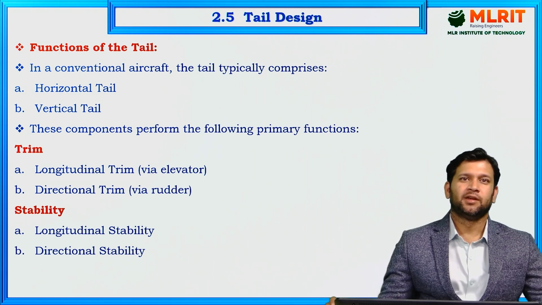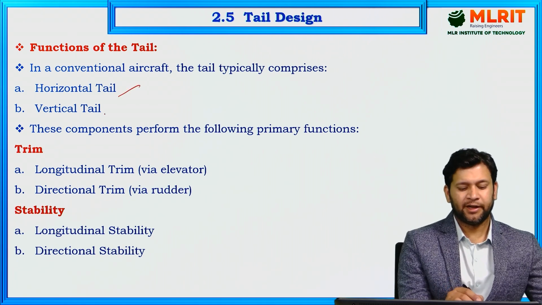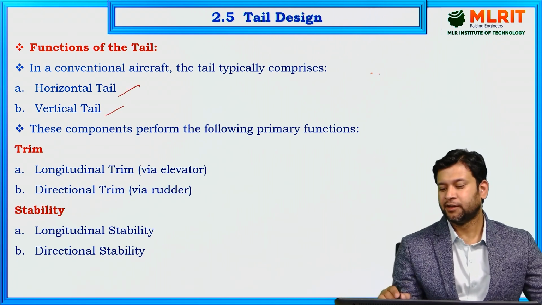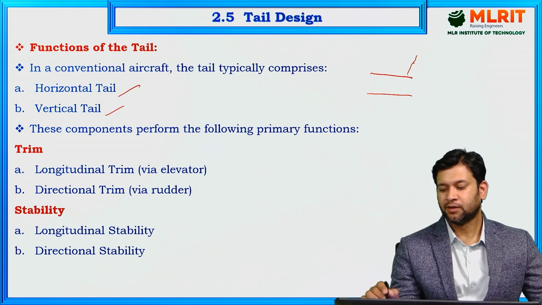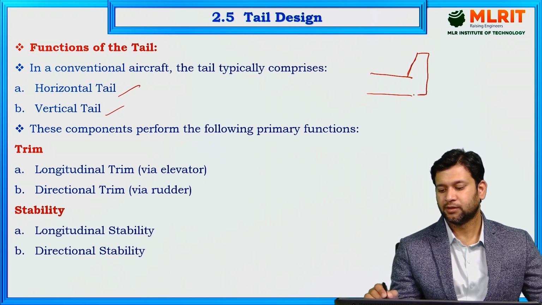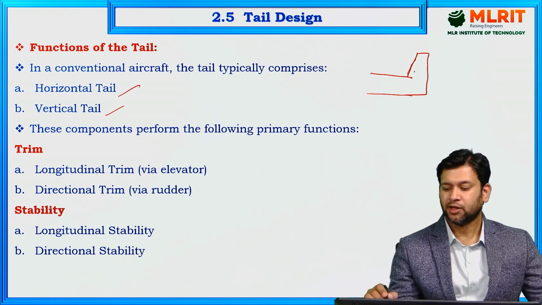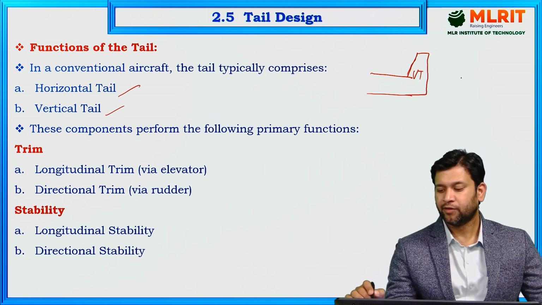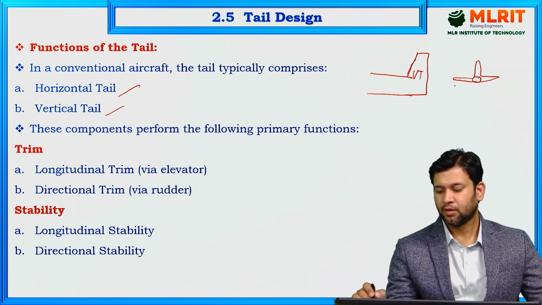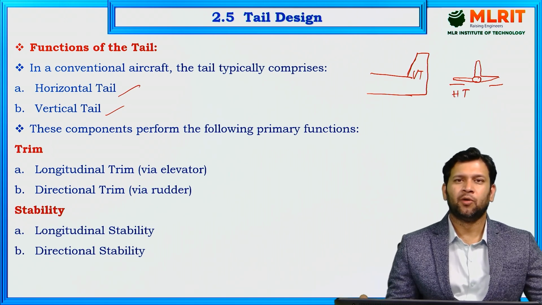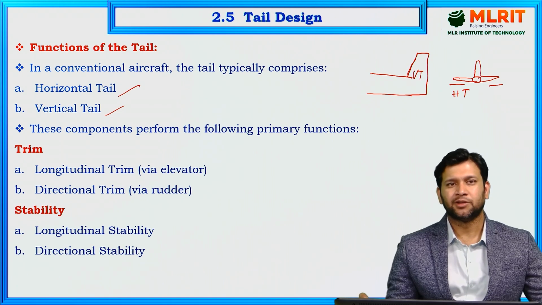Functions of the tail. In a conventional aircraft, the tail typically comprises horizontal tail and vertical tail. If we take the aircraft structure, the empennage part, this part is vertical tail, and if we look from the front view, this is horizontal tail. These components perform the following primary functions.